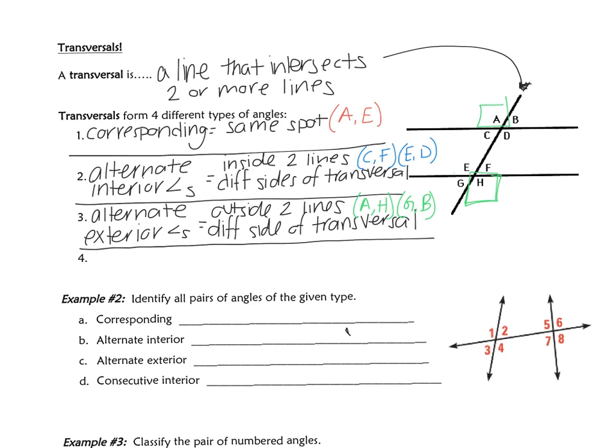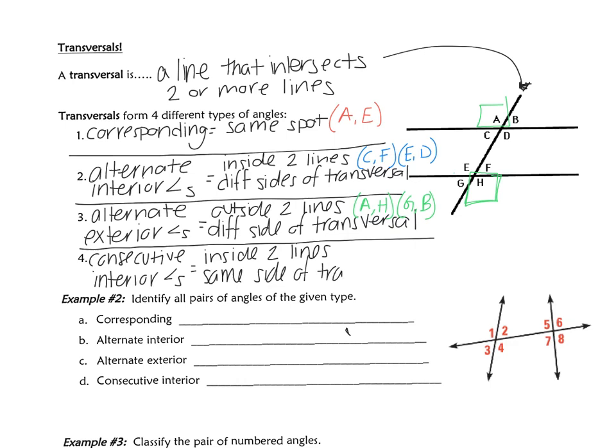Last one, consecutive interior angles. Last type. These are inside the two lines. Now they're on the same side of the transversal. Okay, let's look at those.